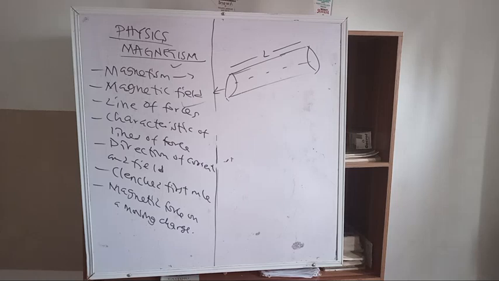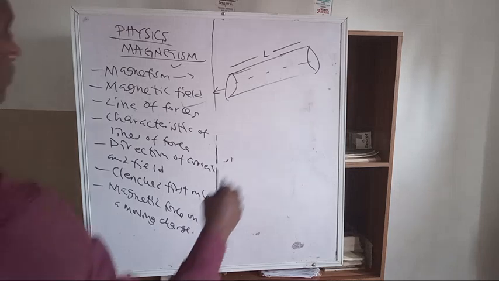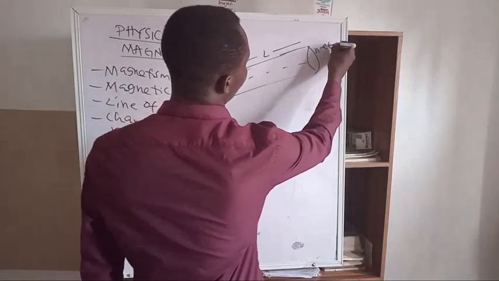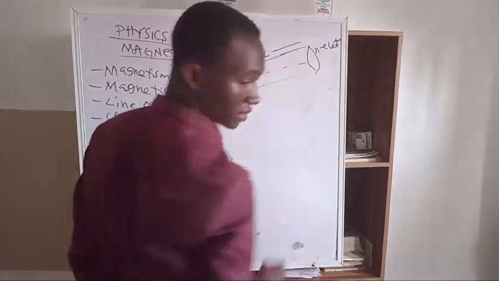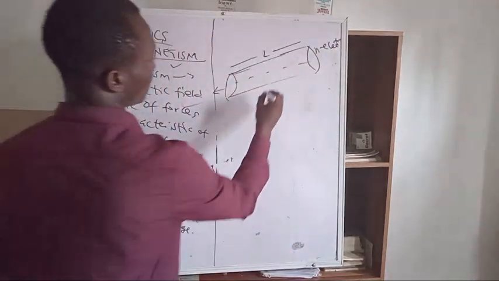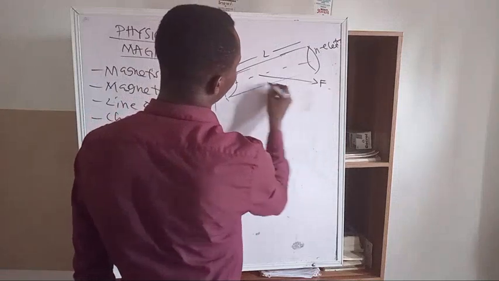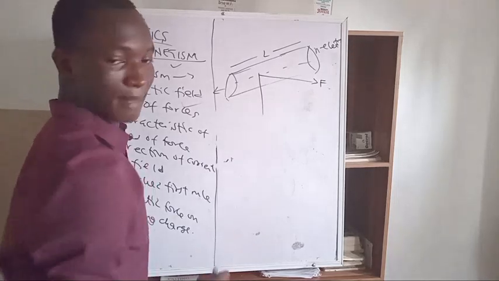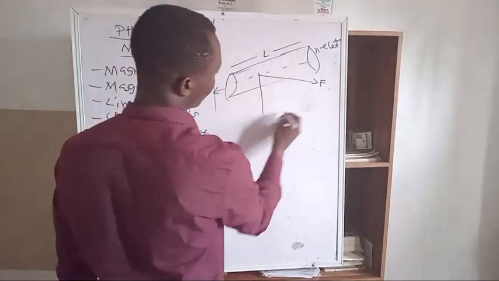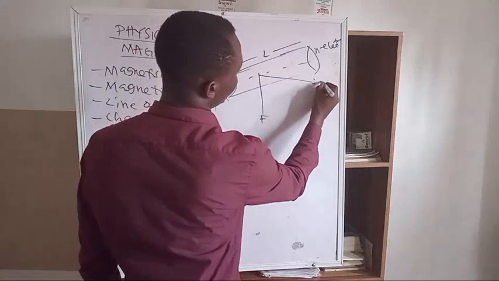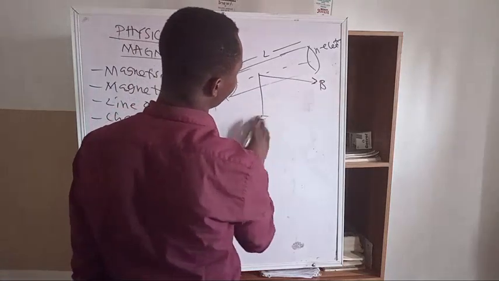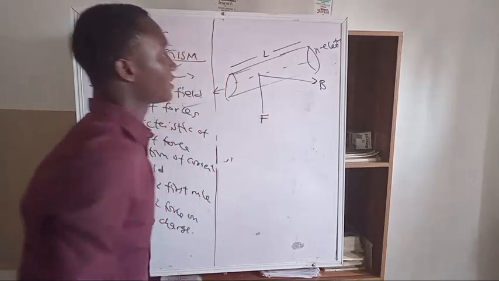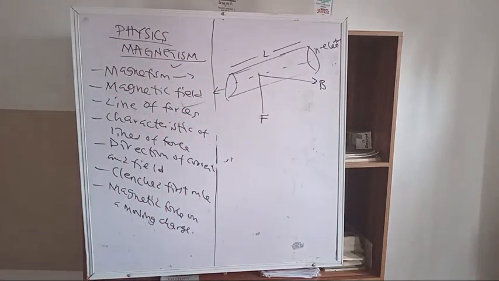So now this is n electrons. Then you have F, that is the force on the magnet, and you have the magnetic field intensity, F and B, and B here is the magnetic field intensity, the magnetic field strength. So that's the conductor we are going to consider.